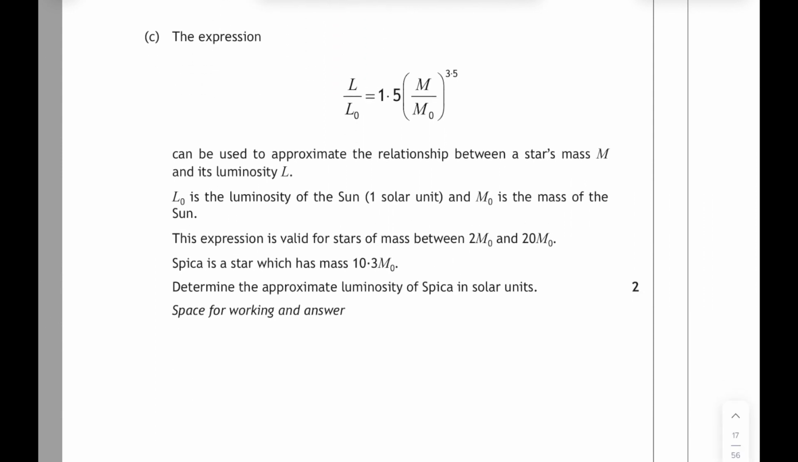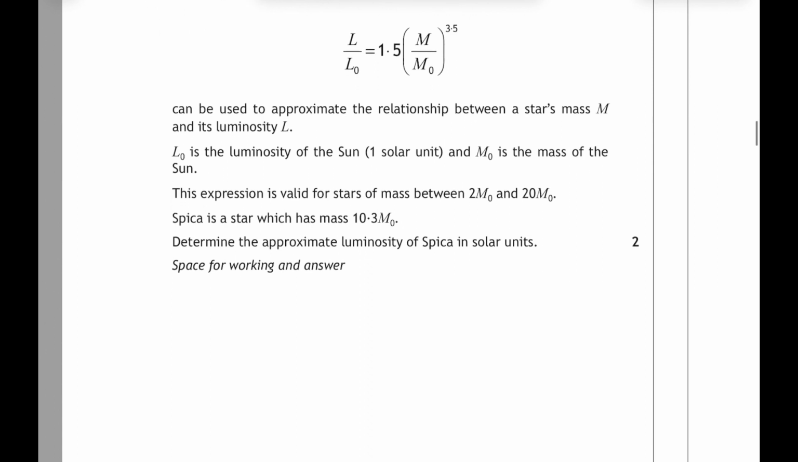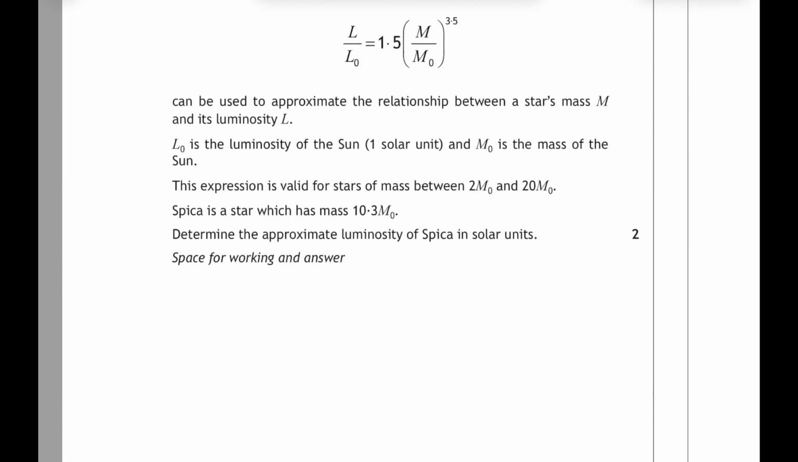This is another one of these unfamiliar relationships. You've never seen this before, so hopefully all we have to do is put the numbers into the relationship and work out the unknown quantity. So this expression can be used to approximate the relationship between a star's mass, m, and its luminosity, L. Now, L naught is the luminosity of the sun, and we could just use the number 1 here for 1 solar unit, and m naught is the mass of the sun. And this expression is valid between 2 m naught and 20 m naught.